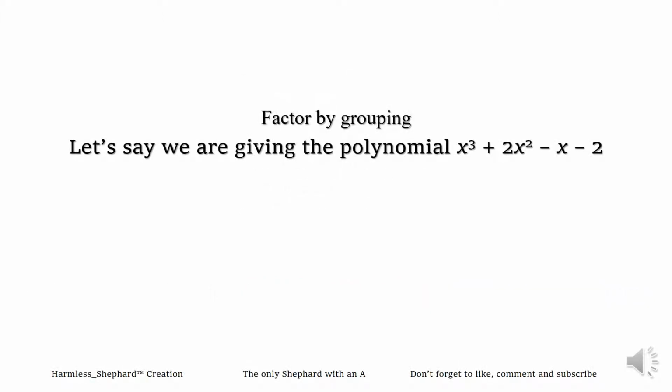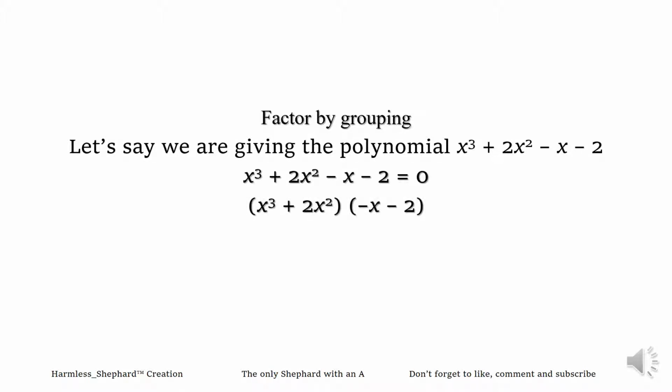First is factor by grouping. Assuming we are given this polynomial, x cubed plus 2x squared minus x minus 2, what are we going to do? First, we have to make the polynomial equal to 0. After that, we have to group it into 2. Then, after grouping into 2, we have to check in each group what is common.